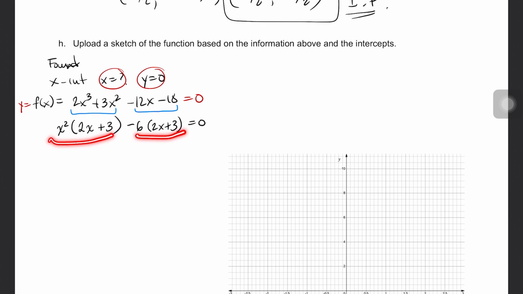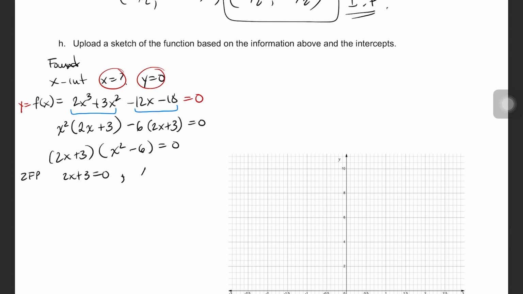Both terms have a common factor of 2x plus 3, so we're going to factor that out. That becomes 2x plus 3, and what's left behind is x squared minus 6. By the zero factor property, we get 2x plus 3 equals 0, and x squared minus 6 equals 0.